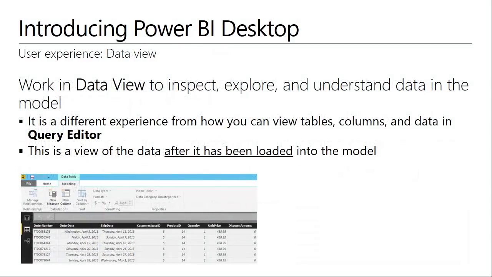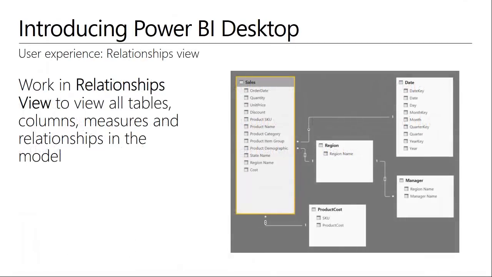In data view, we inspect, explore, and understand the data in the model. And this is a different experience from how you can view tables, columns, and data in the query editor. This is a view of the data after it has been loaded into the model. In relationships view, we get to see all tables, columns, measures, and any relationships between tables.